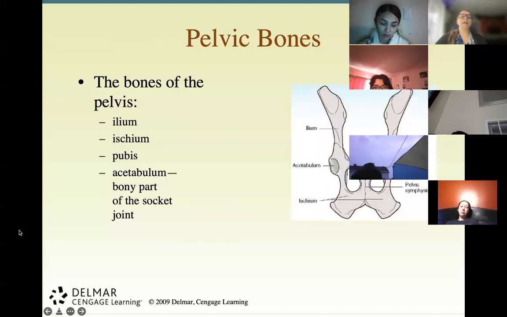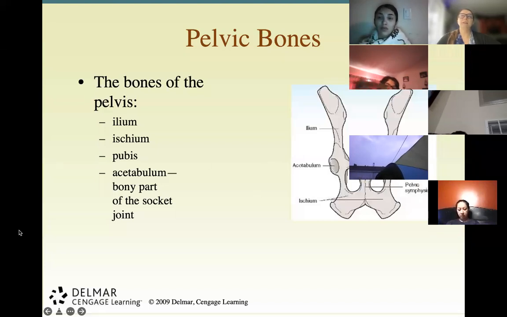Now, when specifically looking at the pelvic bones, this is the pelvis. We have different parts here. The ilium is the longer part that's stretching up, those hip bones that you can actually feel. The pubis is the combining part between the two. We have the pelvic symphysis, which is the line going down the center of the pelvis, the ischium, and the acetabulum.